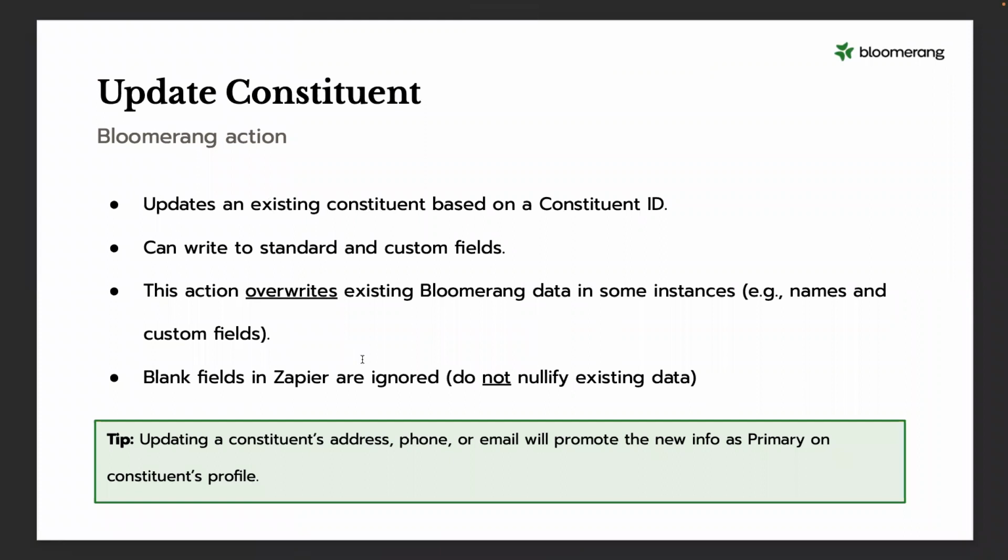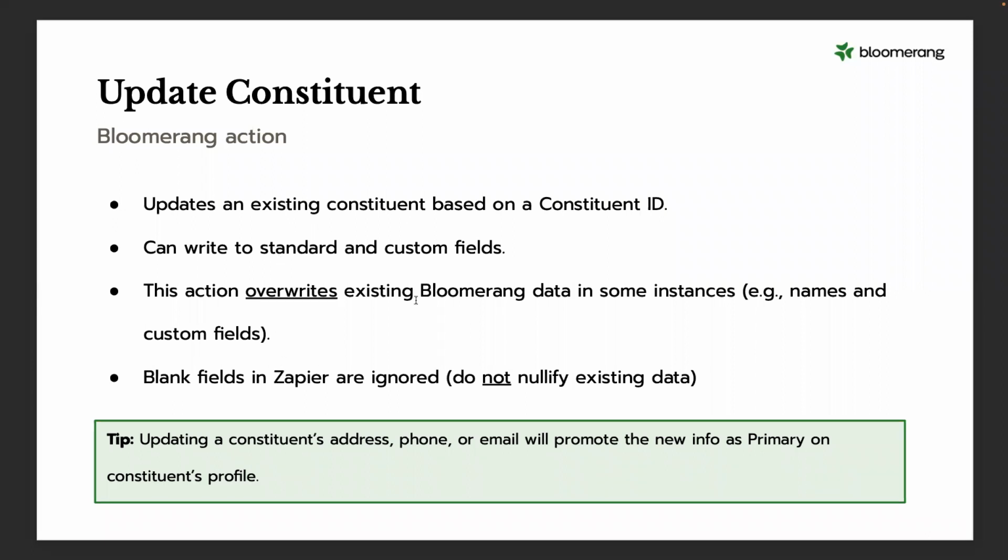Update constituent in Bloomerang can update the constituent's name, contact information, or any custom field for a specific constituent. So it's important to note that this action overwrites data for existing constituents, with the exception of phone, address, and email. So if we are mapping to a name field or a custom field, whatever we are mapping in our update constituent action will overwrite what exists in Bloomerang.